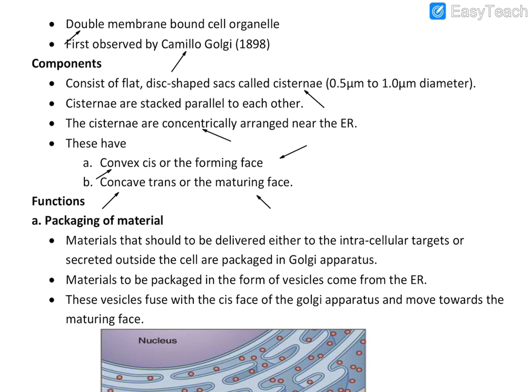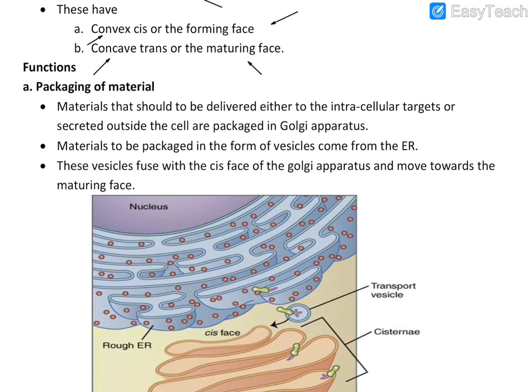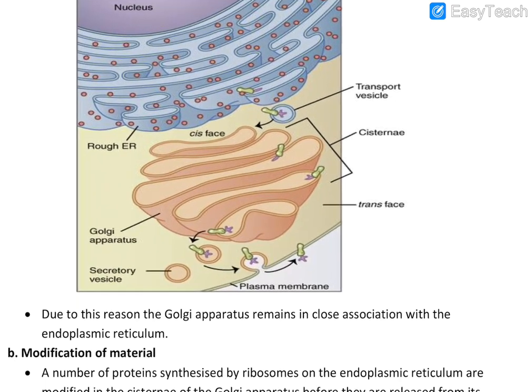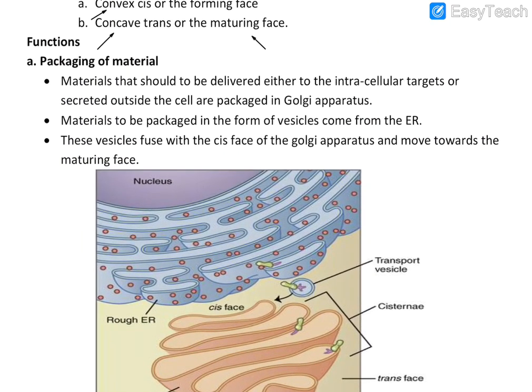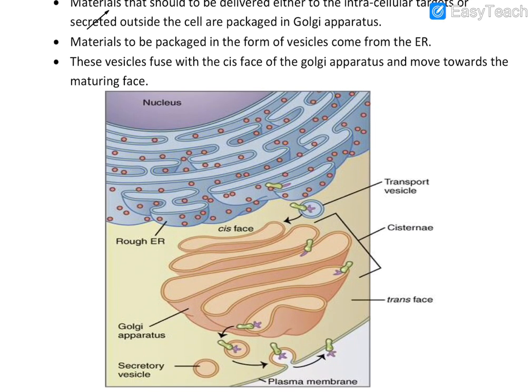So it has two functions. One is the packaging of material. The next one is modification of the material. Material that should be delivered either to intracellular targets or secreted outside the cell is packed in the Golgi apparatus. Intracellular means within the cell itself. Material to be packaged in the vesicle comes from the endoplasmic reticulum.